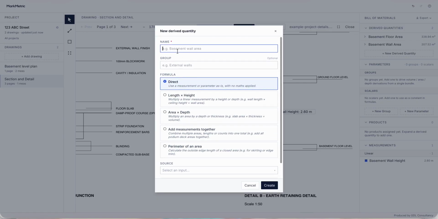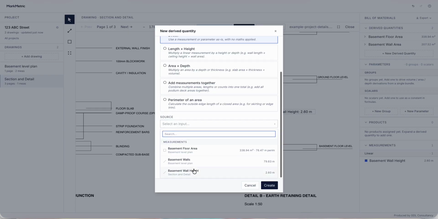Because every measurement carries its own scale, the cross-drawing total is simply right. Nothing converted in your head, no spreadsheet to reconcile. That's the part nothing else does.